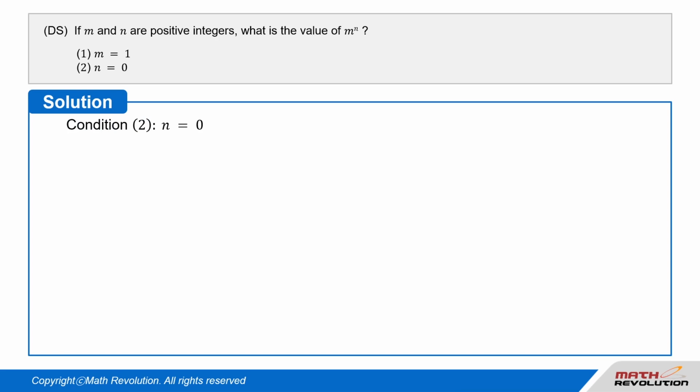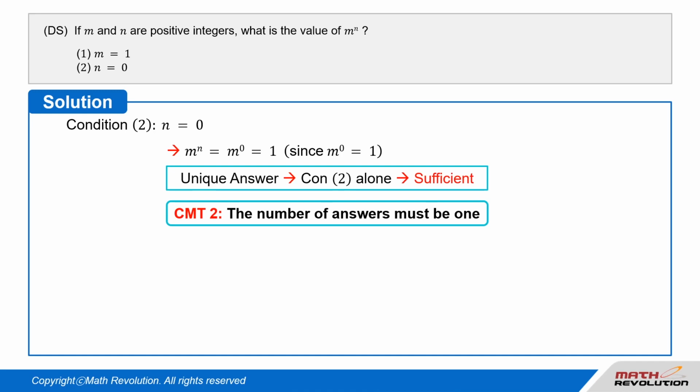Condition 2 tells us that n is equal to 0. If we plug this into the equation, we get m to the power of n equals m to the power of 0 equals 1. Since the exponent is 0, m to the power of 0 is always 1 regardless of the value of m. The solution is also unique, so it's sufficient by CMT2, which means that the number of answers must be 1.